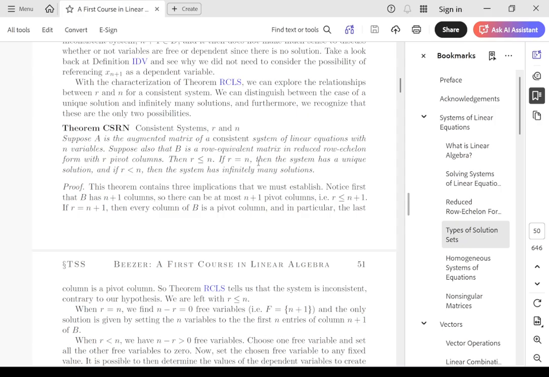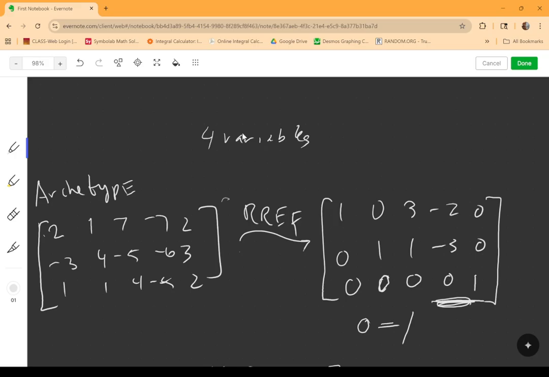Here we're only looking at consistent systems, so what it's telling me is that R will always be less than or equal to n for consistent systems. So R will never be more than n, the number of variables that we have. Let's bring up a couple of examples here.